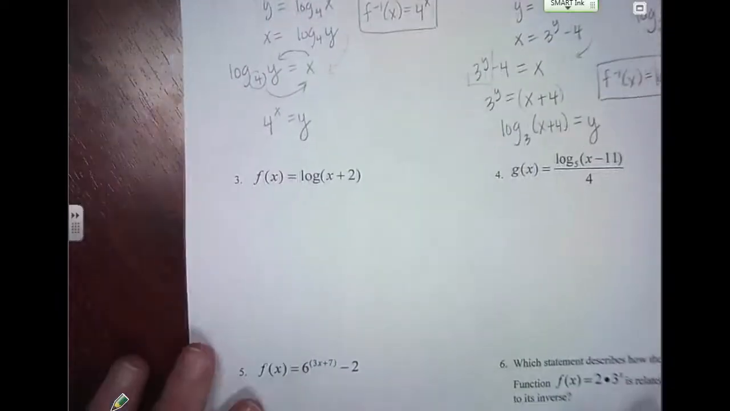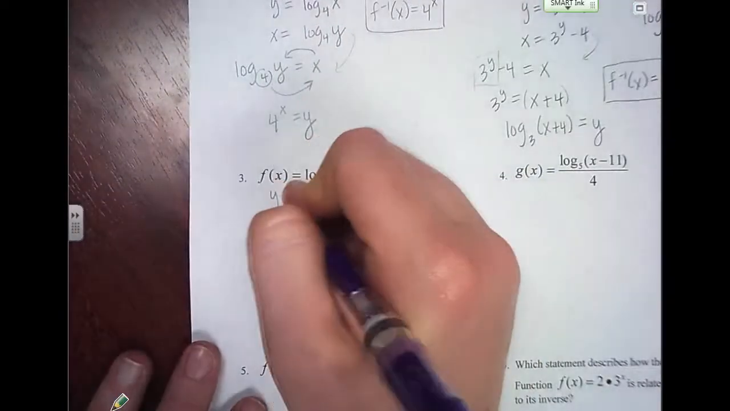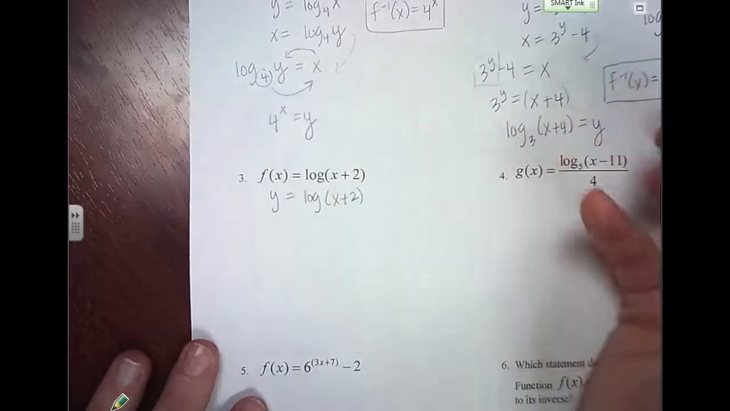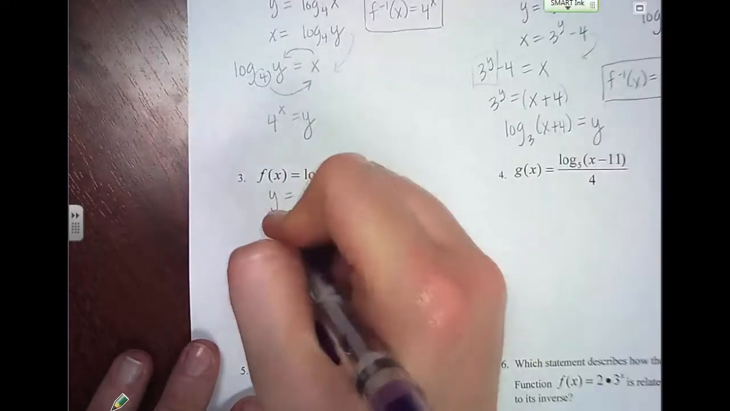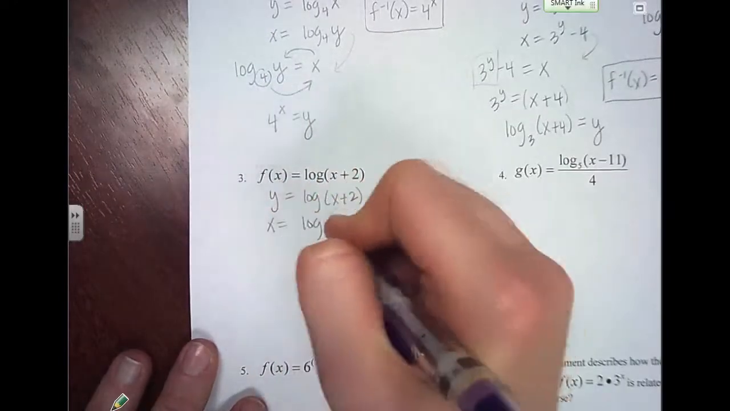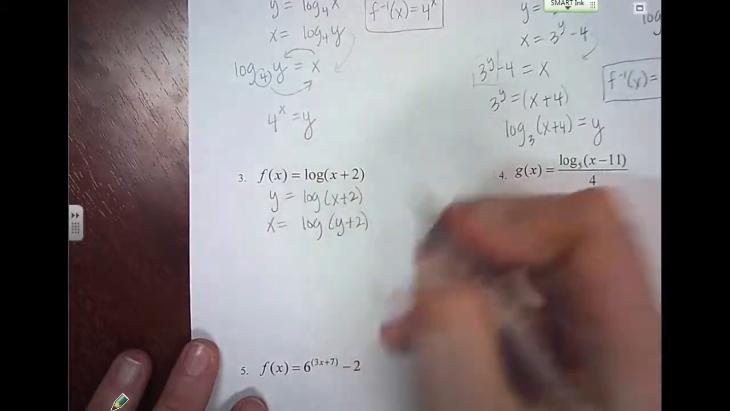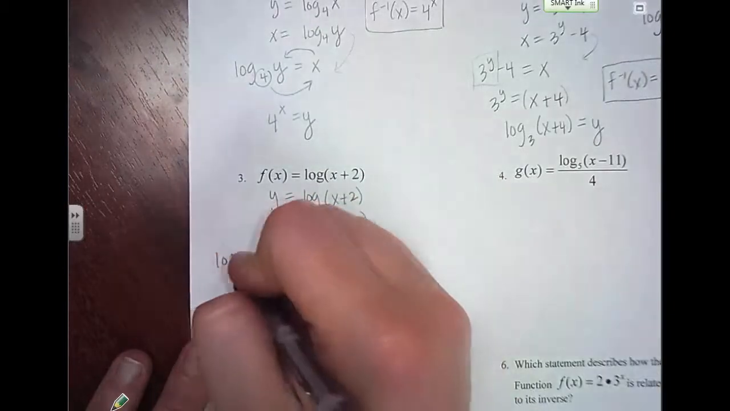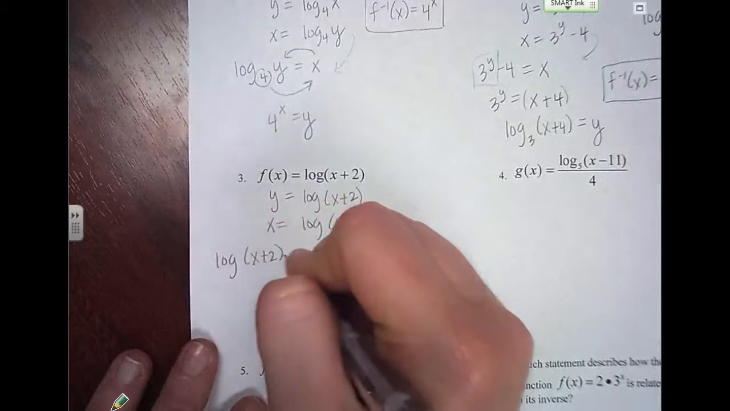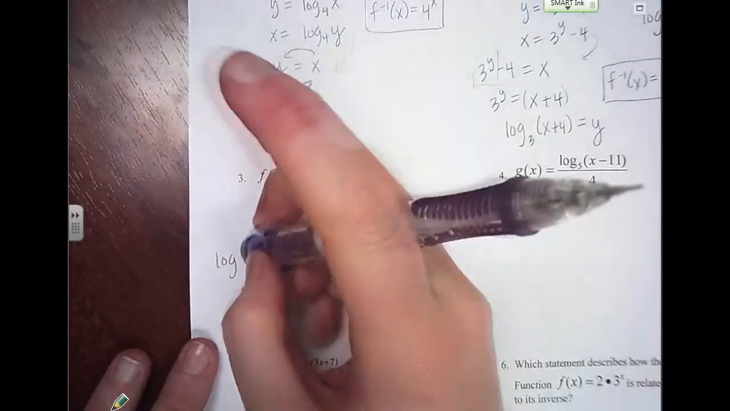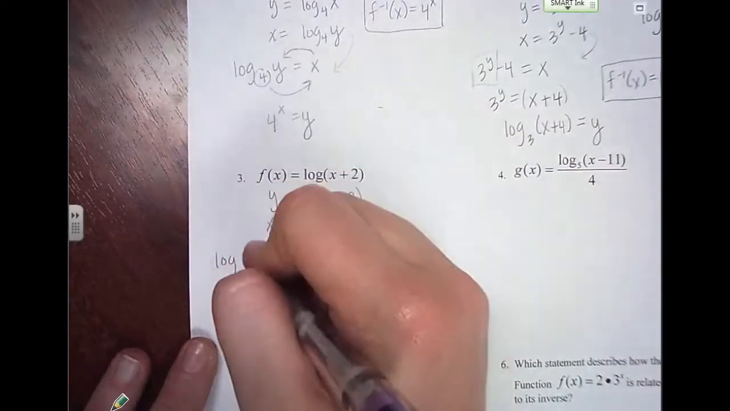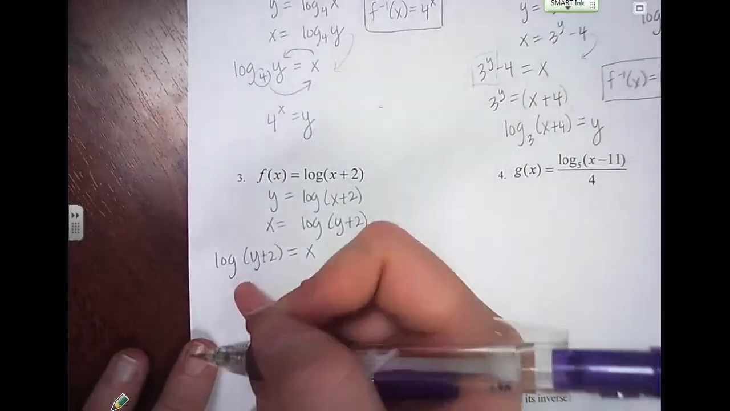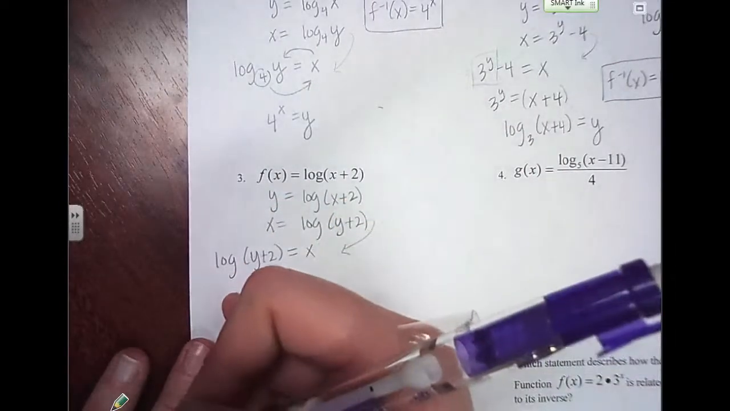Okay, number 3. Let's go ahead and change this to a y. Then let's switch x and y. Now again, from here to here, I'm just going to switch the right and the left side. So I'm going to say log of y plus 2 equals x. So how do you undo a log? You put it in exponential form.